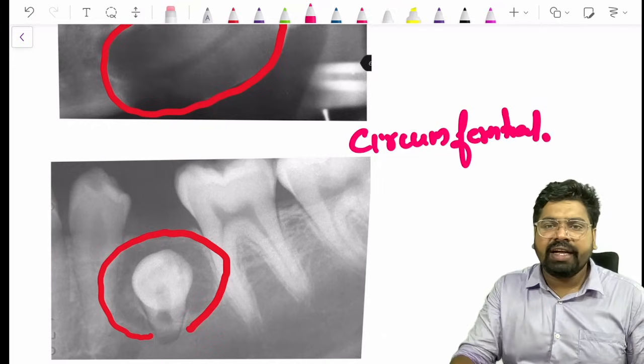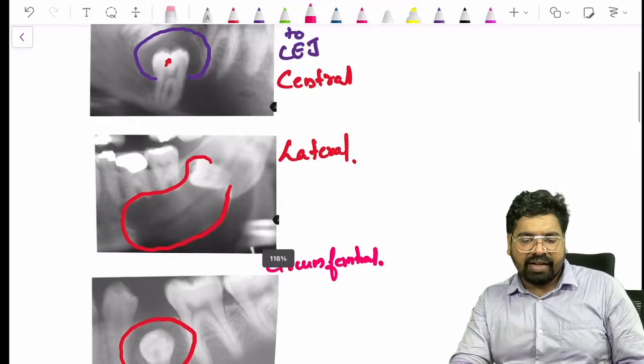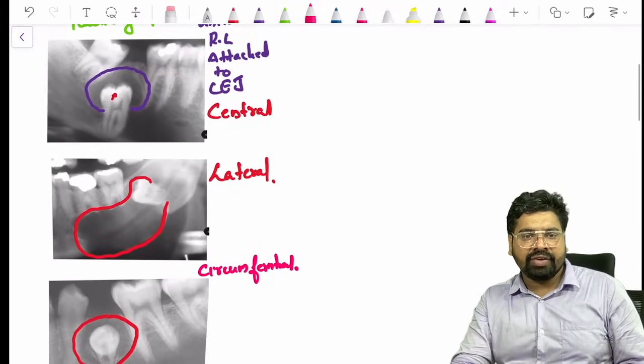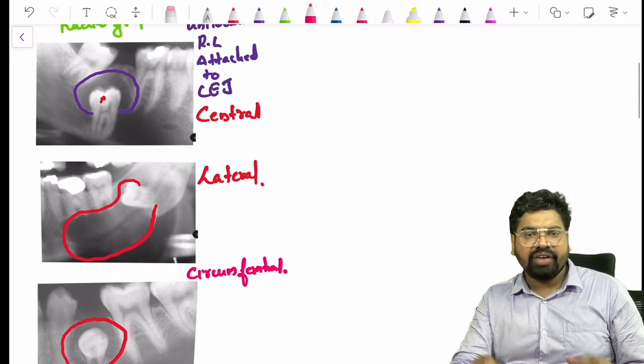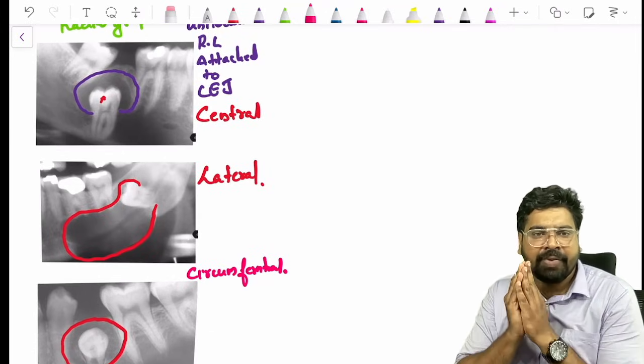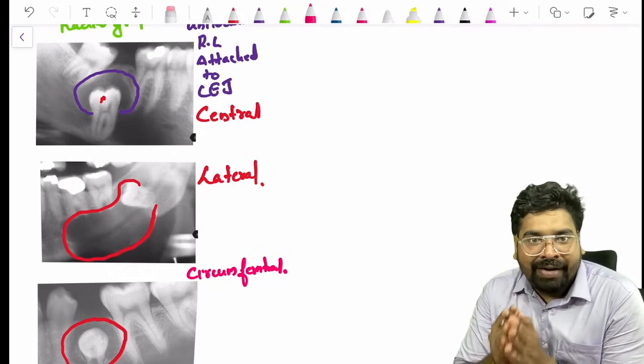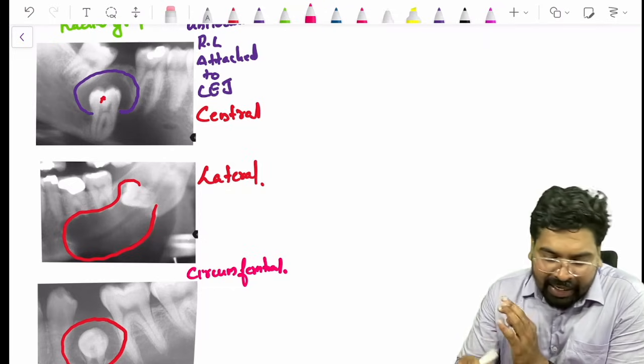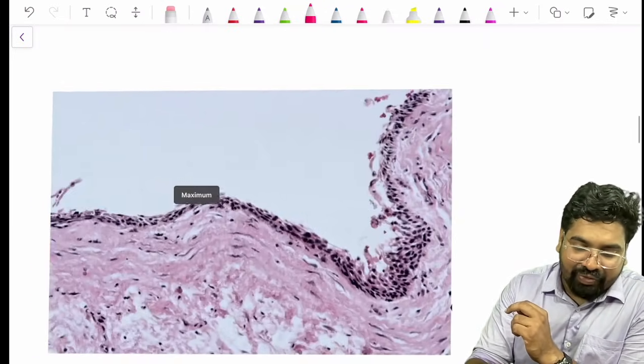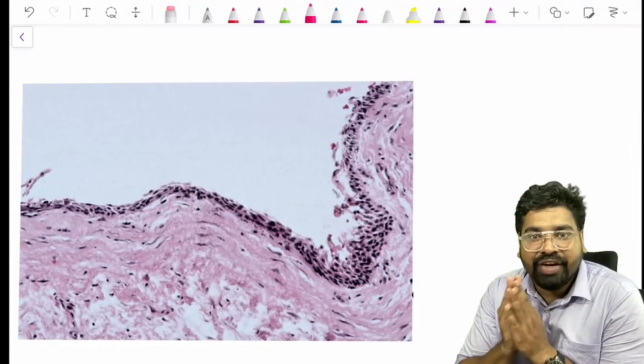So there are three types: central, lateral, and circumferential. You can see the difference between all three radiographs. This is the radiographic presentation of dentigerous cyst. We have learned the clinical part, we have done the radiological part. Now let's see the histology of dentigerous cyst.